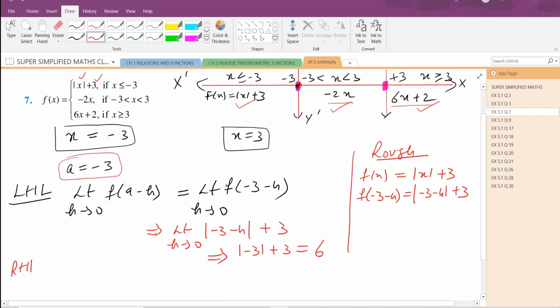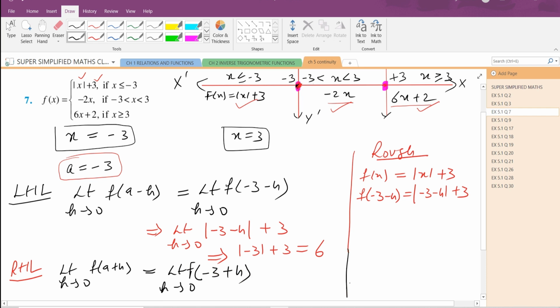Now we find out the right hand limit. For the right hand limit, the formula is limit h tends to 0 of f(a plus h), which is equal to limit h tends to 0 of f, and in place of a we write minus 3, so f(minus 3 plus h). So now again I have to calculate the value of f(minus 3 plus h).